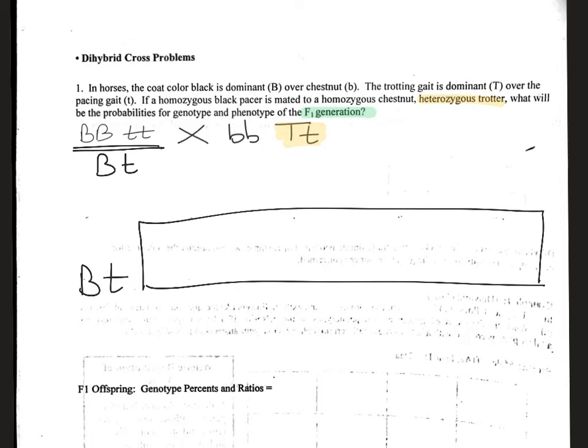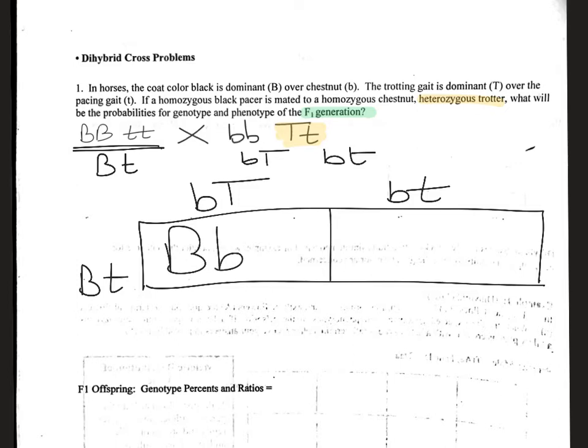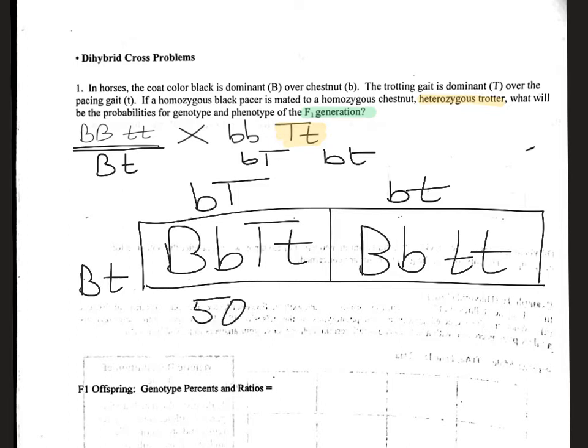How many different babies can this one make? 2. Little b, big T, or it can make little b, little t. So that means it's only 2. Little b, big T, little b, little t. So either it's heterozygous black with heterozygous trotting, or it's heterozygous black with a pacer. Those are the only 2 options. 50% are this, and 50% are that. That's it. We're done.